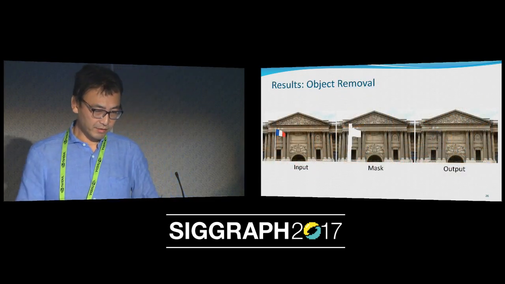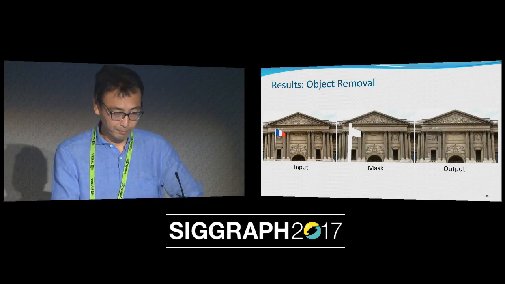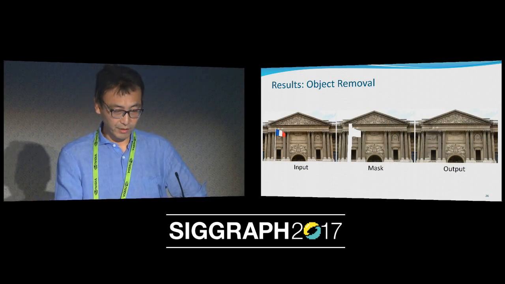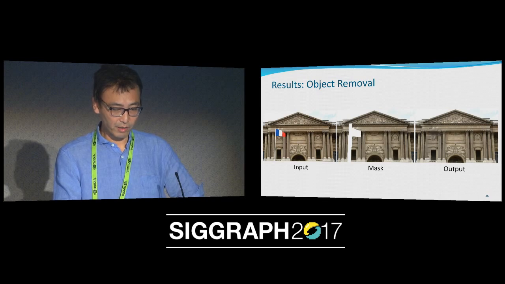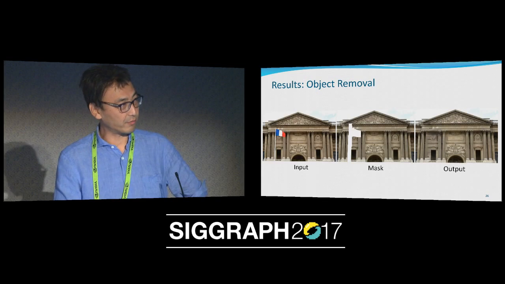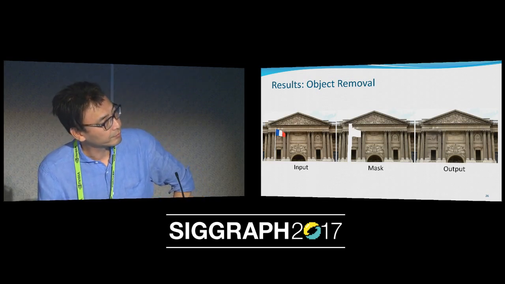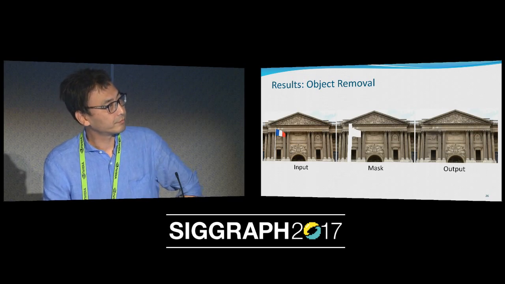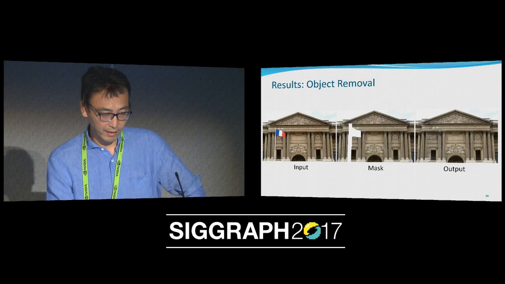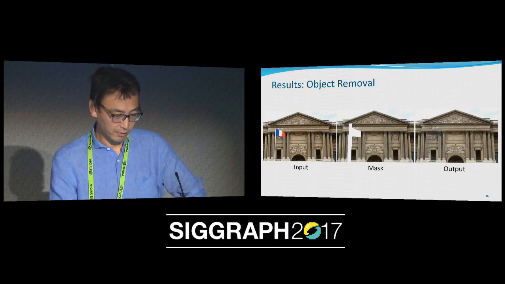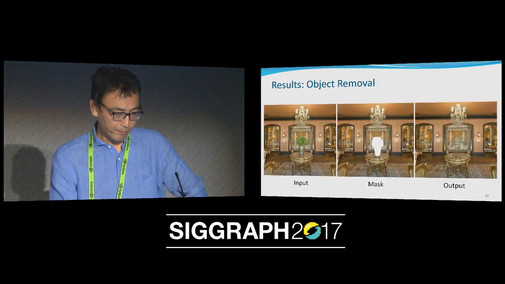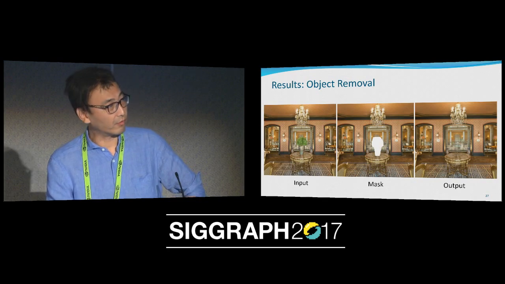Okay, this is a result of object removal, which is one of the motivations of image completion. It is natural, and it is nearly impossible to identify where an object has been removed. Not that we have anything against French flags. Okay, this is another object removal result.